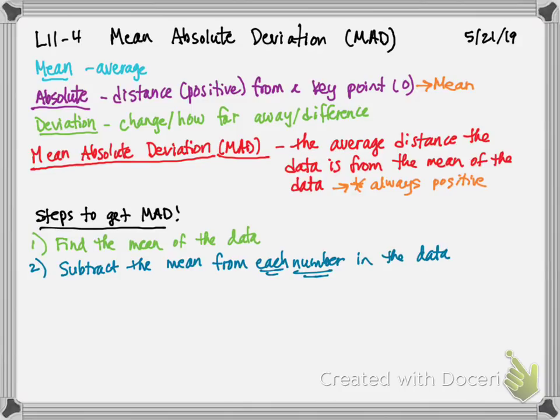Okay. Now, because we want to get a positive answer and we want to know absolute, how far away it is, we're going to make sure that we're always taking the absolute value, meaning we're going to get positive numbers only.